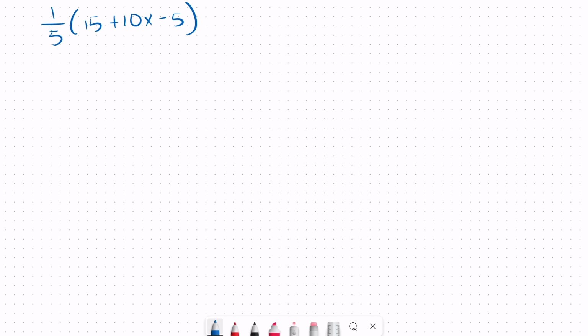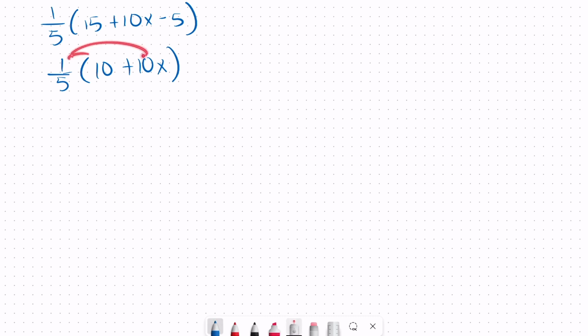So the third problem here, or the fourth problem, I should say, same thing. Do we have anything we can combine inside the parentheses? Well, yes, we can. We have two like terms, the two numbers here. So that's 15 minus 5. That's going to give us just 10. So we're going to have 1/5 parentheses 10 plus 10x. Nothing else with the x, no other like term with x. So now all we have to do is multiply the 1/5 to everything inside the parentheses.